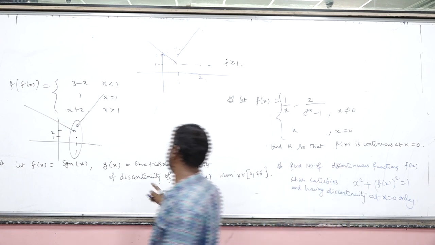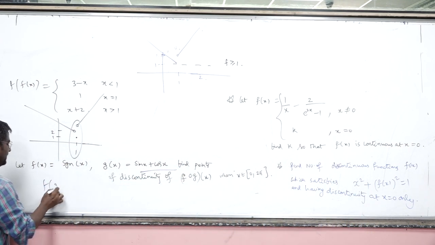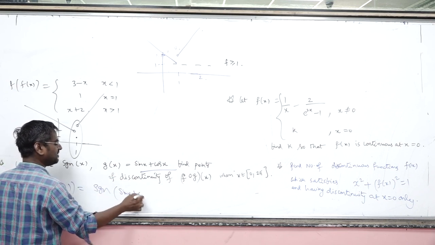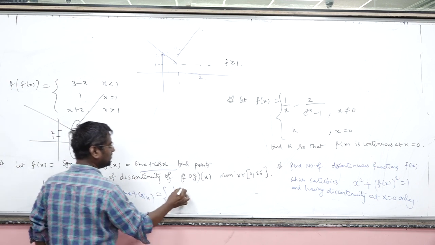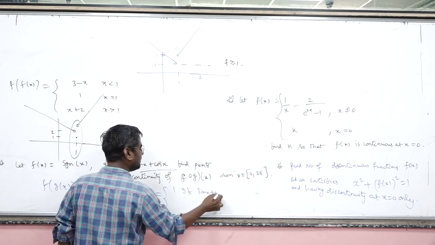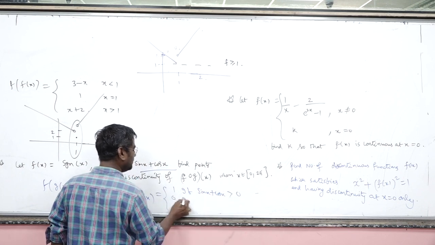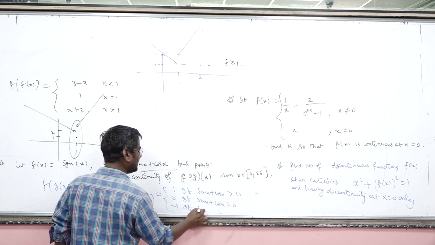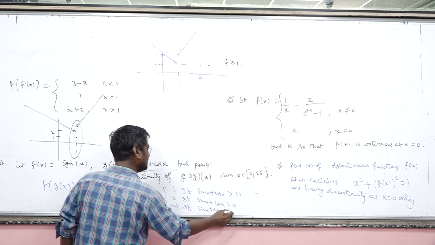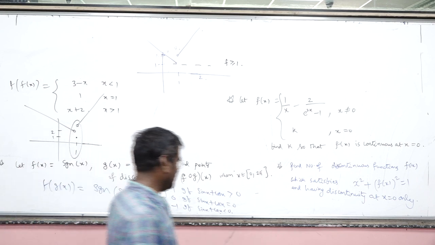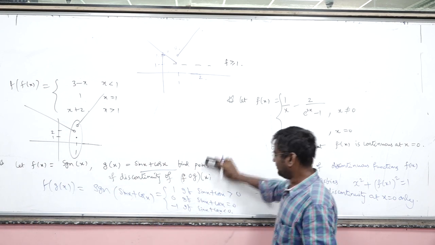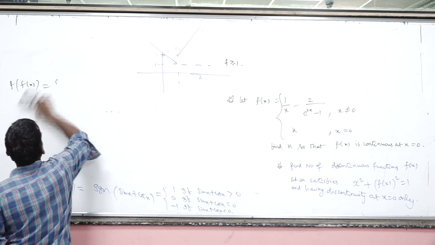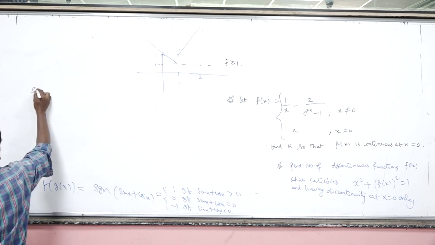SGN, g of x is sin x plus cos x. Okay, so f of g of x equal to SGN of g of x, sin x plus cos x. So that is clearly equal to 1 if sin x plus cos x greater than 0, 0 if sin x plus cos x equal to 0, and minus 1 if sin x plus cos x is less than 0. So we need to decide when does this function in 0 to 2 pi, when does sin x plus cos x positive, negative, 0. Okay, so let us try to look at sin x plus cos x function.